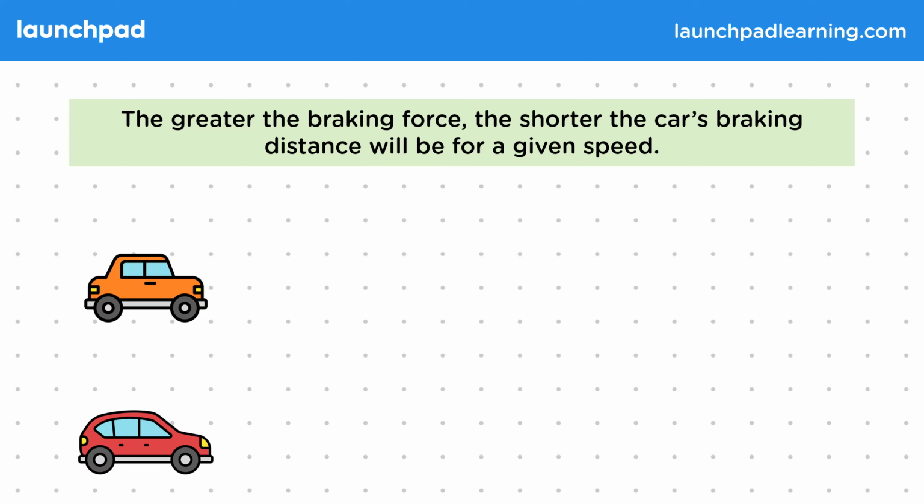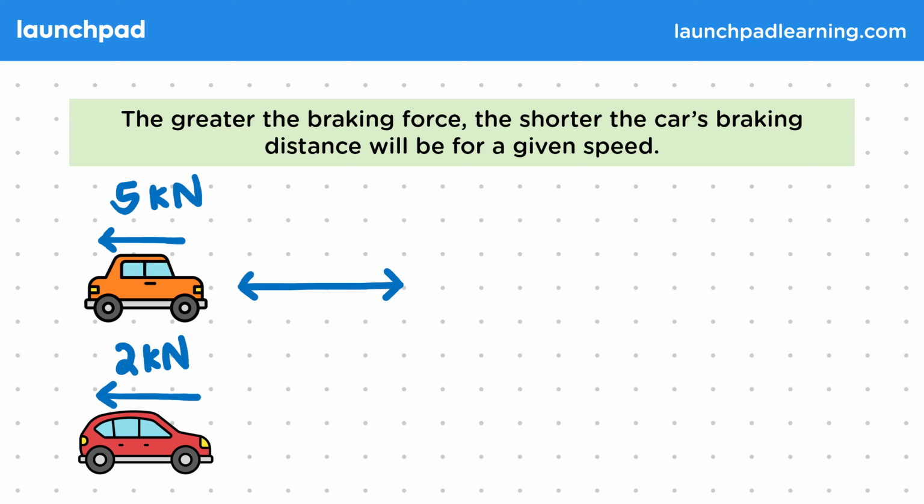Here we have two cars with different brakes. The first can apply a braking force of 5 kilonewtons, while the second can only apply a braking force of 2 kilonewtons. If both cars travel at the same speed and apply their brakes at the same time, we would see that the first car has a shorter braking distance.